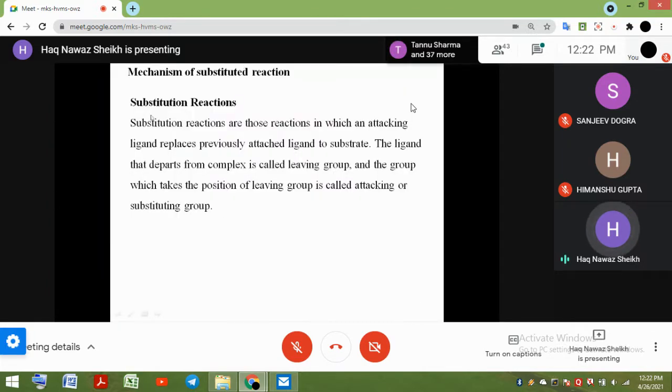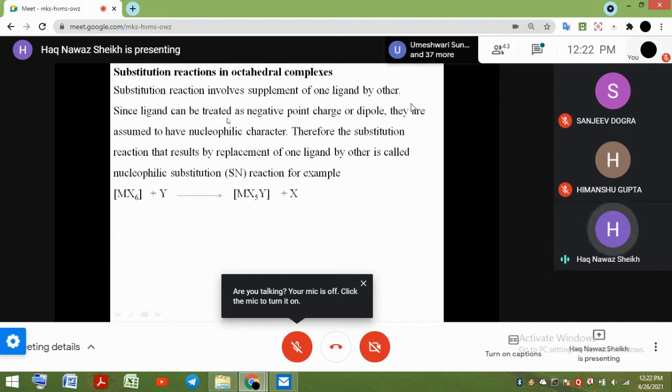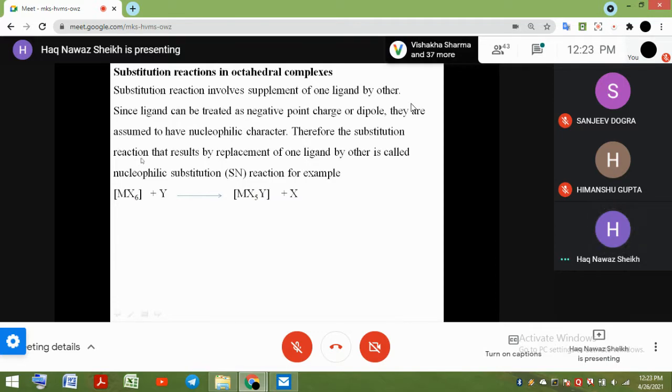So, mechanism. The octahedral substitution reactions involve replacement of one ligand by another. Since ligands can be treated as negative point charges or dipoles, they are assumed to be nucleophilic in character. Therefore, substitution reactions that result from replacement of one ligand by another are called nucleophilic substitution reactions.